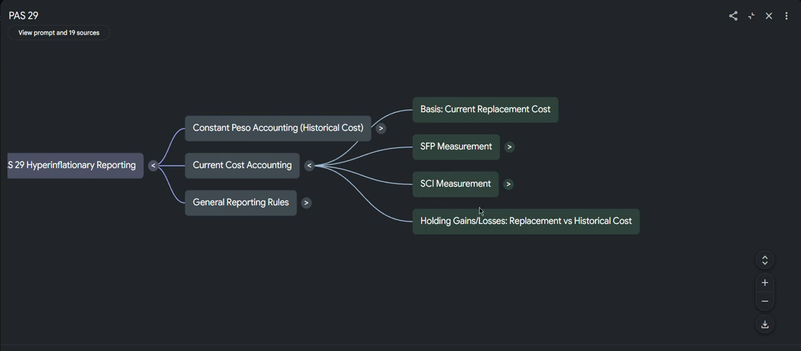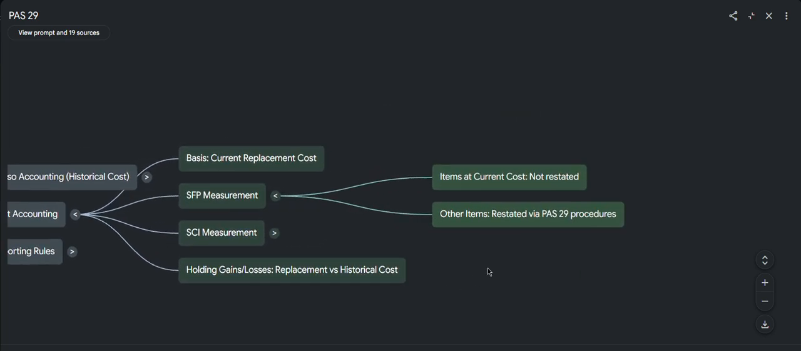So when do we get holding gain or holding loss? It is the variance between replacement cost and historical cost. Current cost accounting revolves around these two items, replacement cost and historical cost, and their difference defines if there is holding gain or holding loss. Under SFP measurement, items at current cost are not restated, while other items are restated via PAS 29 procedures.